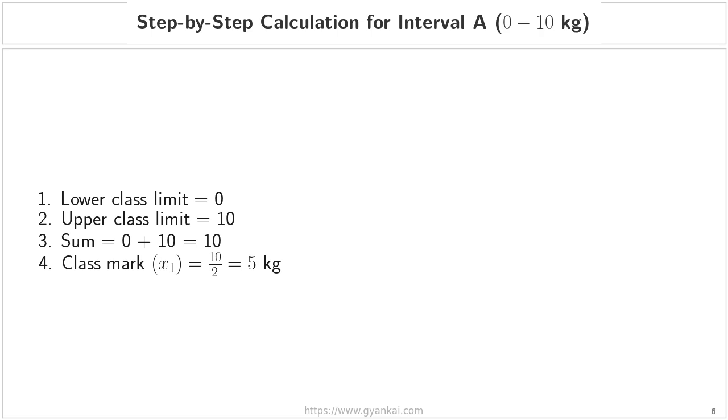Finally, to find the class mark, which we will denote as x sub 1, we take that sum of 10 and divide it by 2. This gives us a class mark of 5 kilograms. So, for this first group of parcels, we will use the single value of 5 kilograms to represent the entire range.